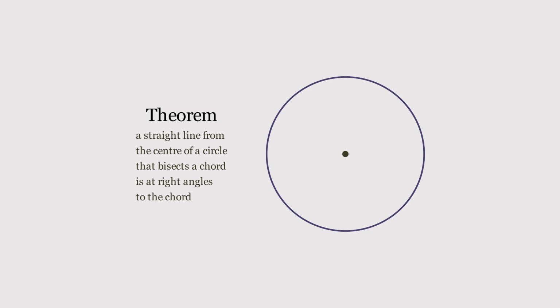The first one we'll talk about says a straight line from the center of a circle that bisects a chord is at right angles to the chord. In simple words, whenever the radius cuts a chord into 2 equal parts, you have a 90-degree angle at the point of intersection.